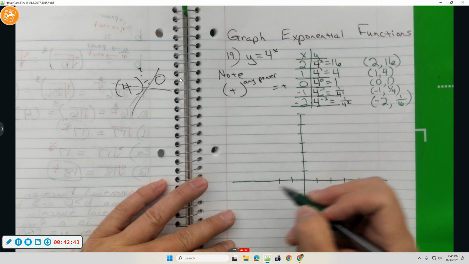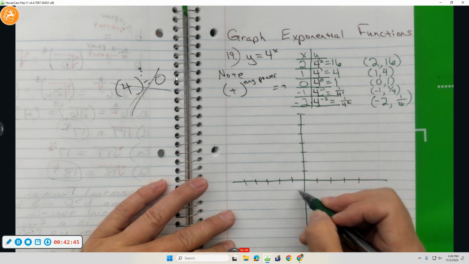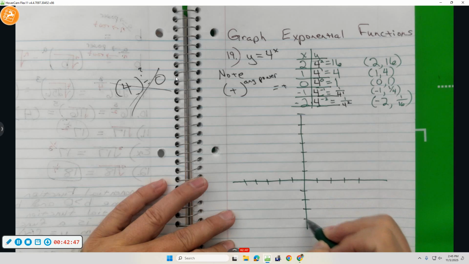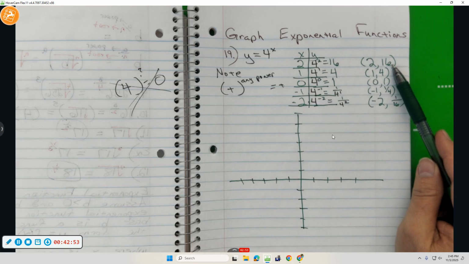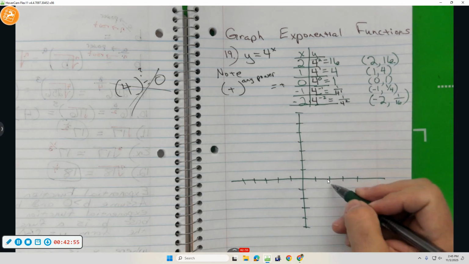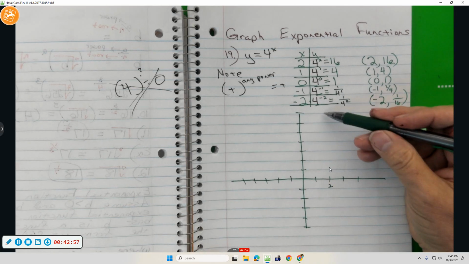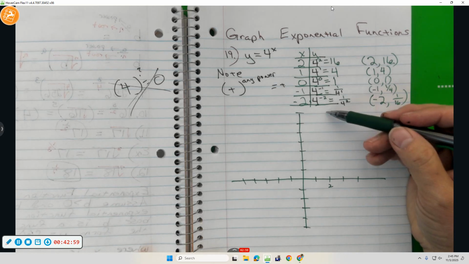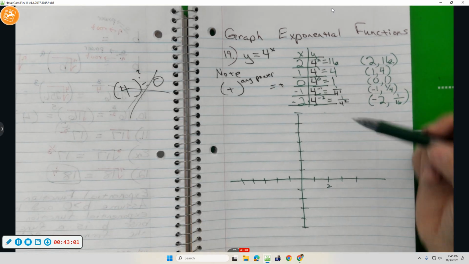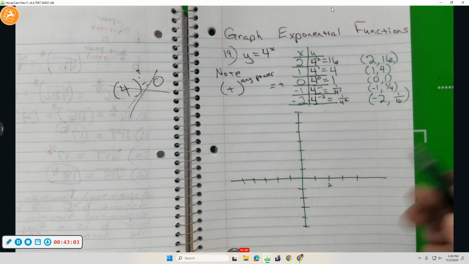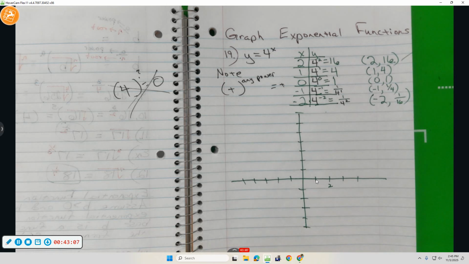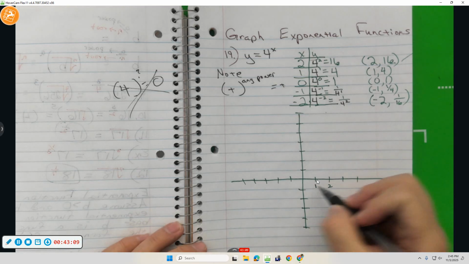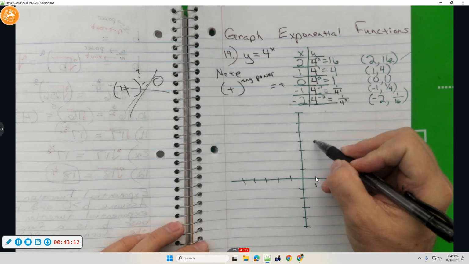Sometimes when you're making the little table of values, you're going to get some numbers that you don't want to plot. They're too far up. And here's the funny thing. The very first point, 2, 16, I don't want to go all the way up to 16. It'll be way up here somewhere. So I'm not going to bother with that one. I'll start with 1, 4. We go right 1, up 4.